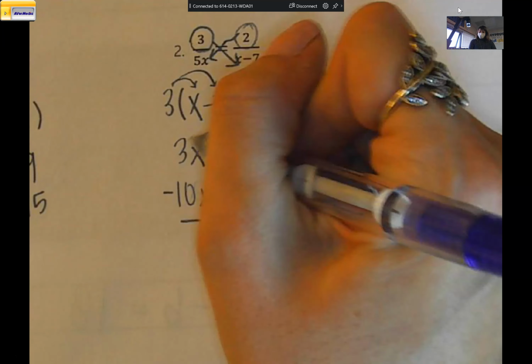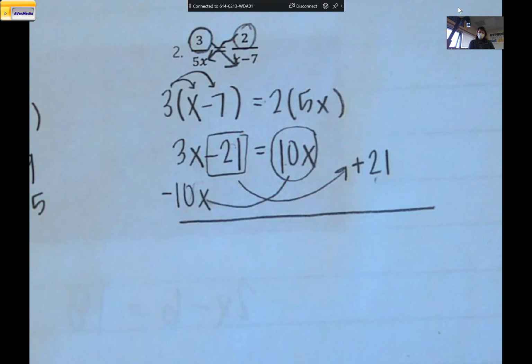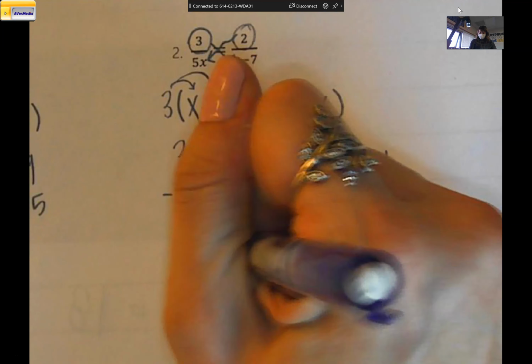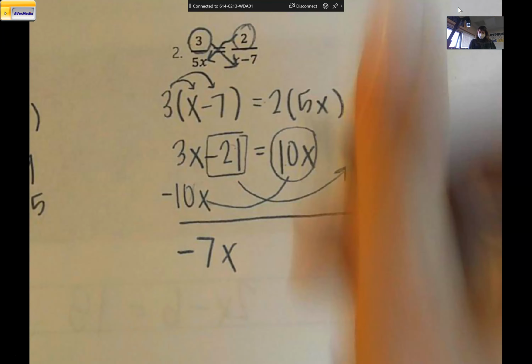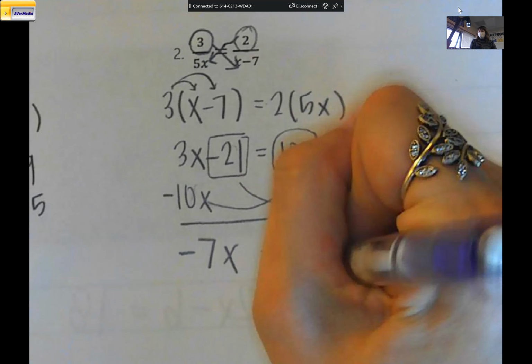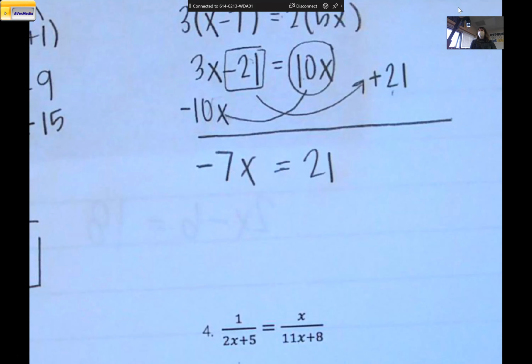So we have 3x minus 10x. That's going to be negative... negative what? 7x. And then on this side, we just have 21. You can put the positive on it if you want to, but we don't really need it.